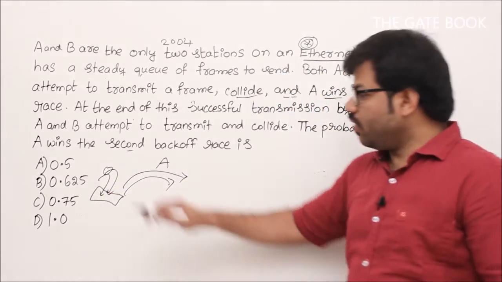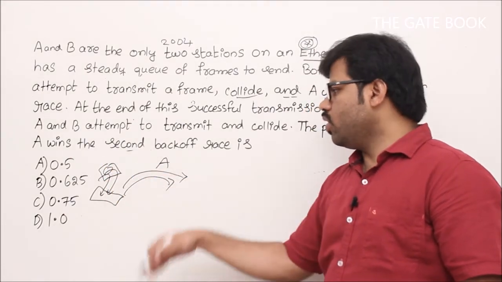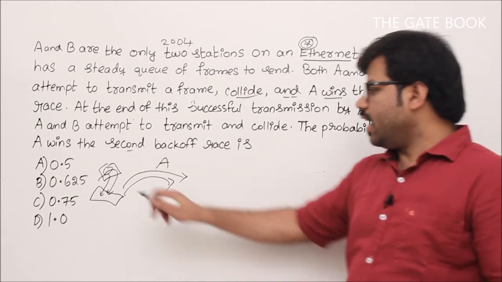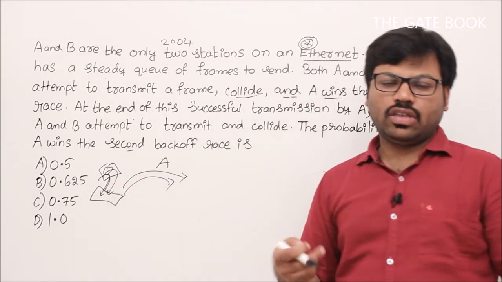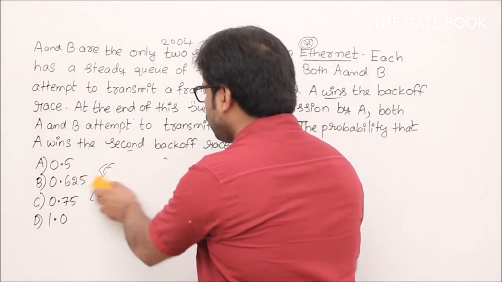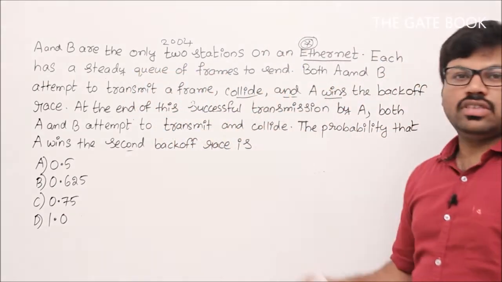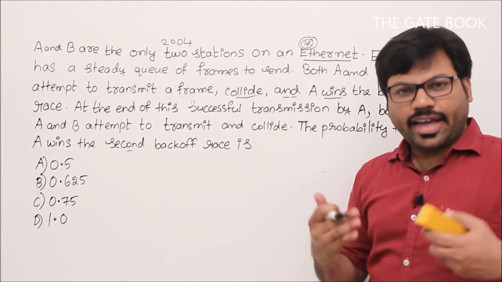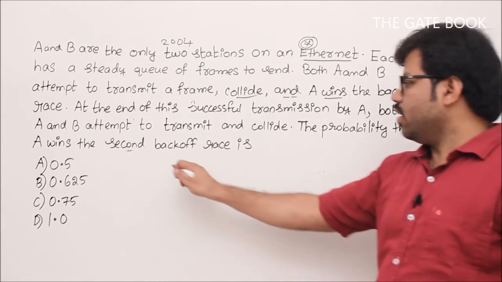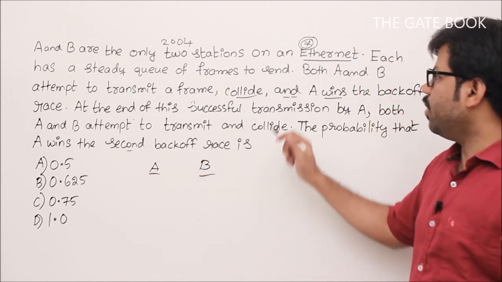In that way, the network layer gives data, which is inflow, and the data link layer sends the data, which is outflow. If inflow is equal to outflow, then we say that is the steady state, right? You know that. So now we have a steady queue of frames. That means we are getting X number of frames and we are going to send X number of frames. That is enough for us. So there are two stations.